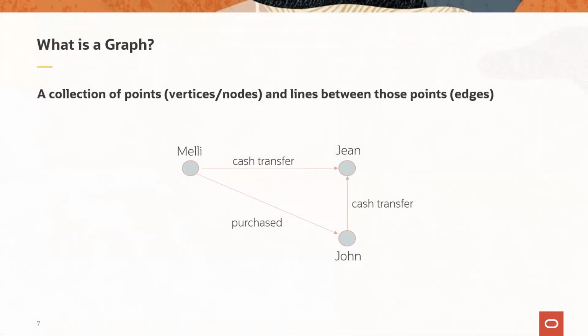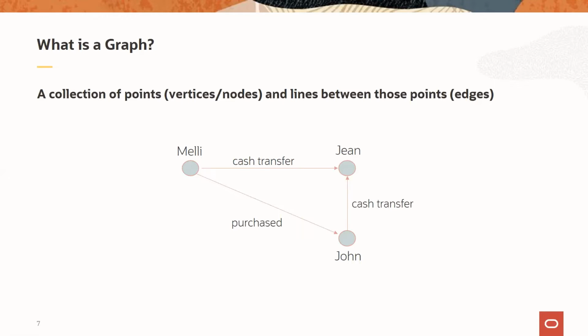So with that, let me get started with why graphs and why are graphs relevant today. To look at the why graphs question, let's start by looking at what is a graph. A graph, as we all know, is a collection of points, that is vertices or nodes, and the connections between those points, commonly called edges. So you see here an example graph. You have some nodes, Melli, Jean, and John, and they're connected by some edges with different labels. This is a simple graph.